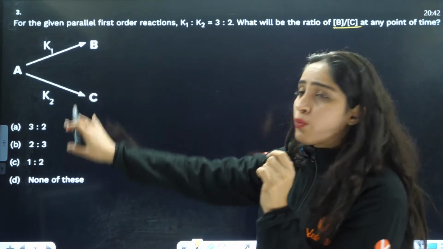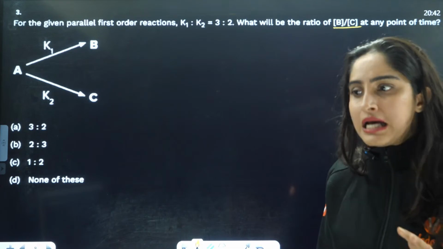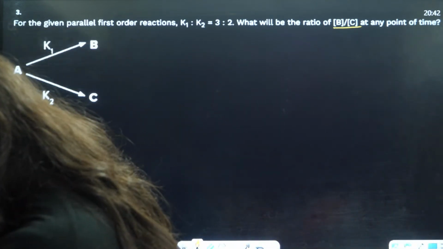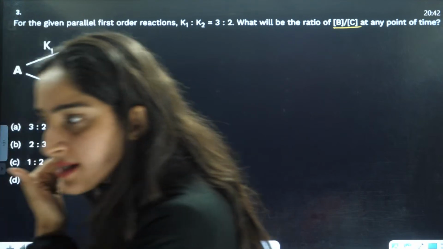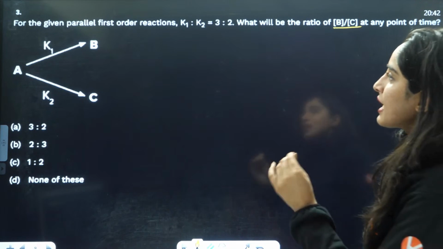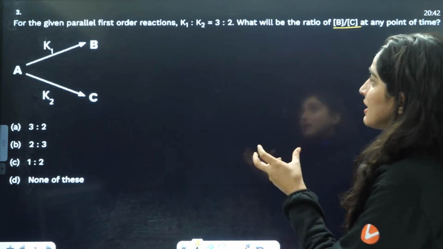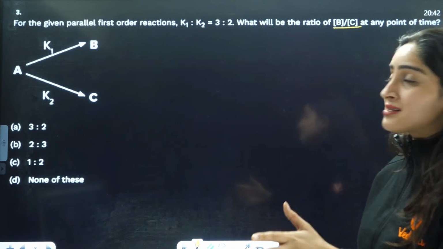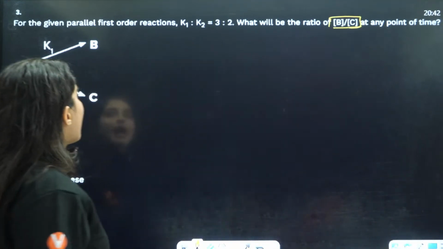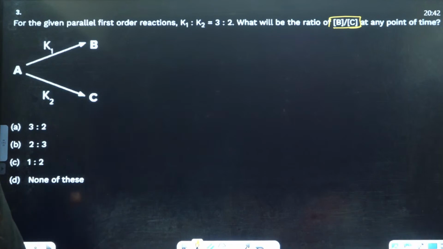Okay, these are the two parallel reactions that you have, right? Everybody, in a given parallel first order reaction, K1 to K2 ratio, that is 3 by 2, is given to you. They are asking you the concentration of B and C at any point of time. Everybody in the comment section, any idea how would you do that?